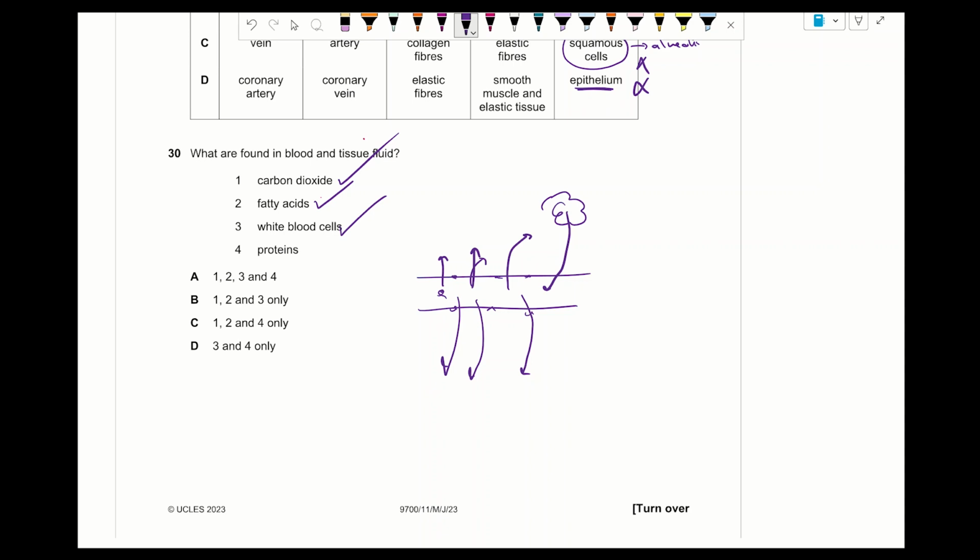Now, for 4, proteins. Blood has a higher proportion of proteins and contains a protein called albumin, which is too large to pass into the tissue fluid. However, there are other proteins found in blood which are small enough to actually pass outside. The reason for this is that proteins are also required for the normal growth of cells. Therefore, all of them exist and the answer is going to be A.